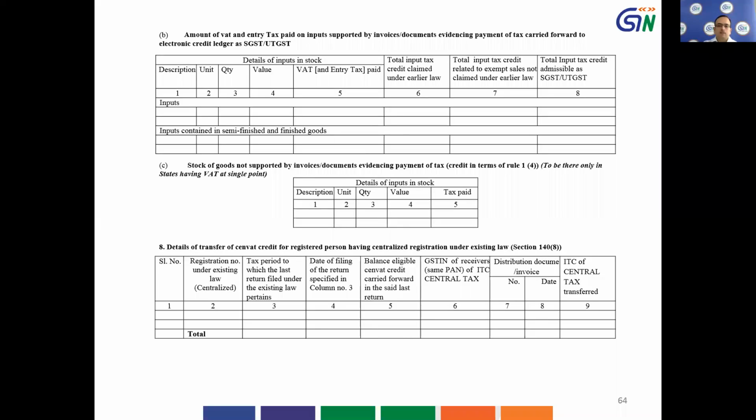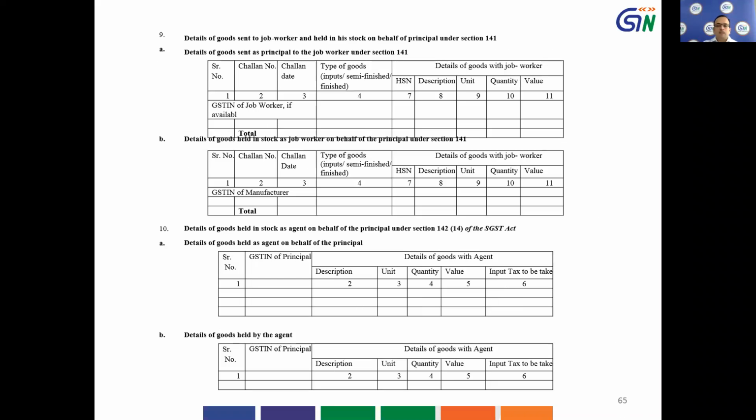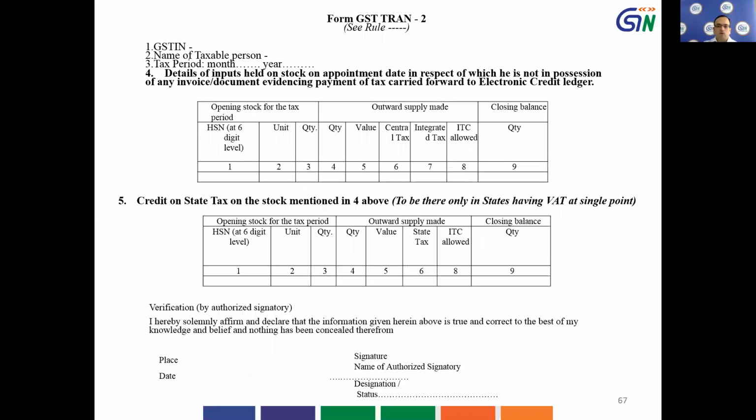And Section 8 here talks about Section 148. Section 9 talks about Section 141. Section 10 talks about Section 140.14. I think there is something wrong because I was not able to see Section 140.14. Then GST Tran 2, the format is like this.